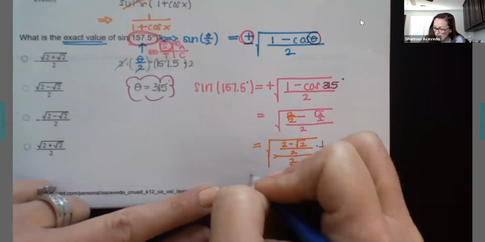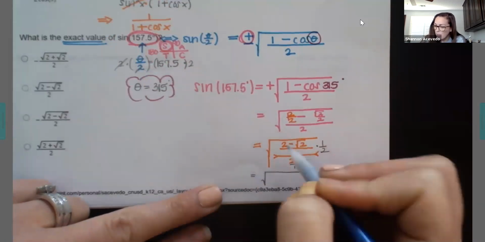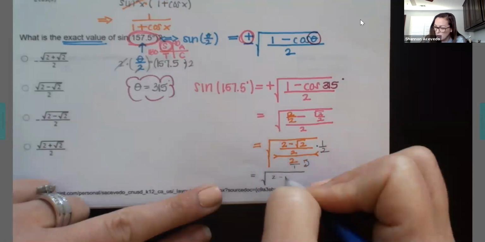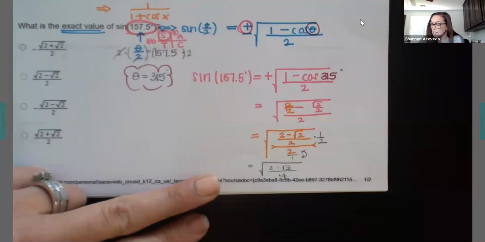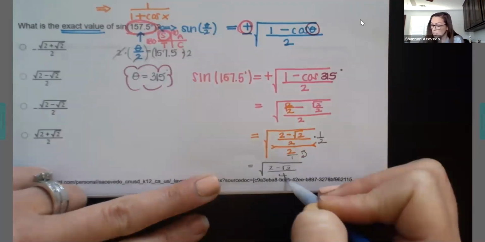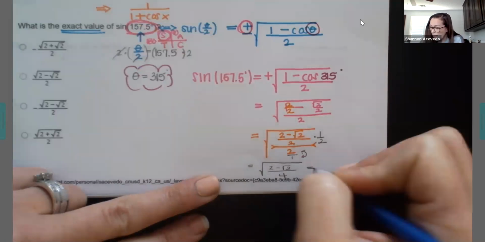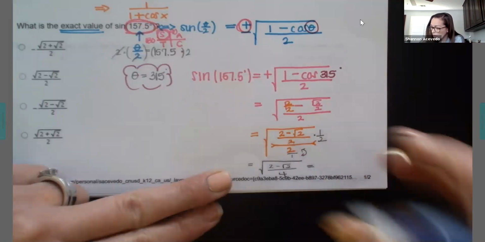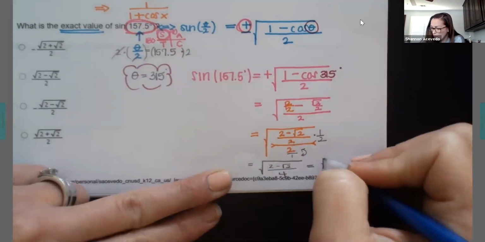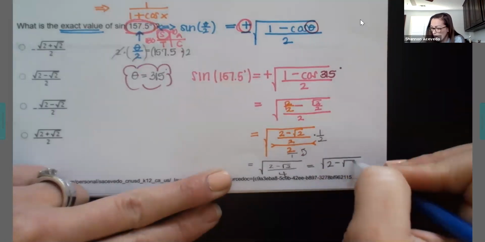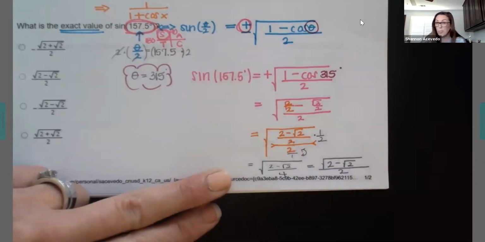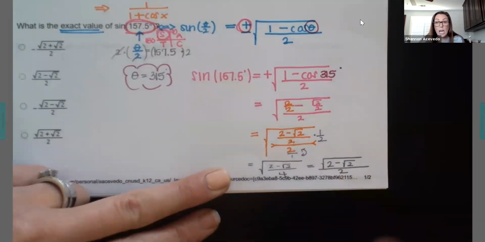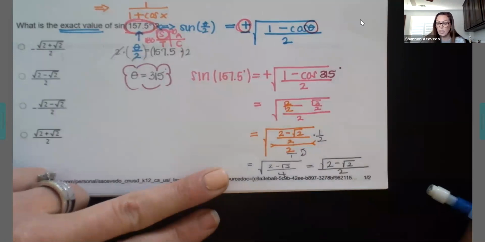So I end up with the square root of 2 minus the square root of 2, all over 2 times 2, which is 4. The square root of 4, I know, is just going to be 2. So I could write this as the square root of 2 minus the square root of 2, all over 2. This 4 can come out of the square root. Now the numerator, I can't do anything with it. It's ugly. It's okay. You don't need to do anything special with it. You leave it just like this.